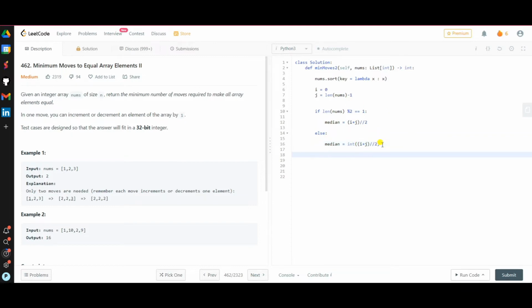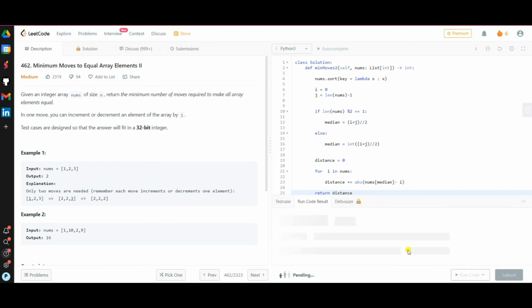Now, let's initialize a variable to count the distance that every number has to move. Let's call it distance, and its initial value is 0. So for i in nums, distance plus equals the absolute value of nums median minus the element we are currently at, because you want to travel until the middle element. Then you simply have to return the distance, and that would be all.